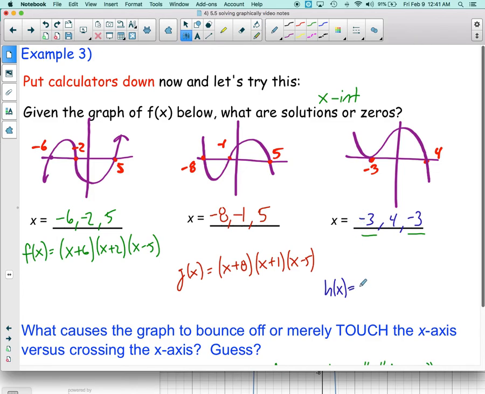So where would negative 3 come from? It would come from x plus 3. Where did 4 come from? It would come from x minus 4. And then where would negative 3 come from? It would come from x plus 3. The order you write these in doesn't matter. And since these two are the same, if you wanted to rewrite it as x plus 3 squared, and then x minus 4, you certainly could. Both of those answers are acceptable to me. So these are what's called the factored form of the functions that would give us these curves, or approximations of those curves. All right, that's it for example 3.